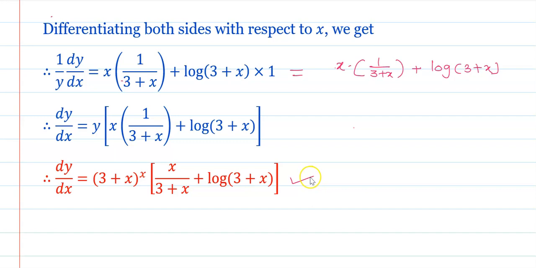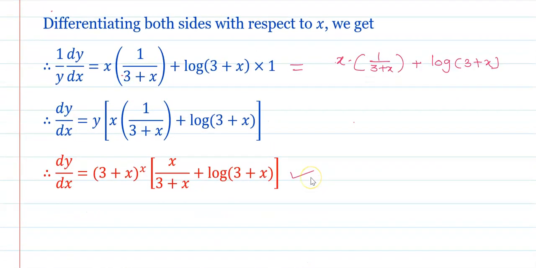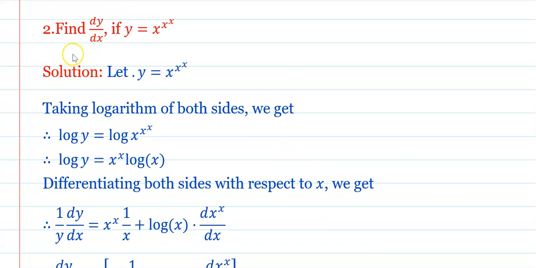Now the next example, find dy by dx if y is equal to x raised to x. Taking log on both sides, we get log of y is equal to log of x raised to x, that is x raised to x into log of x. Now differentiate both sides with respect to x. The derivative of log of y is 1 upon y into dy by dx.